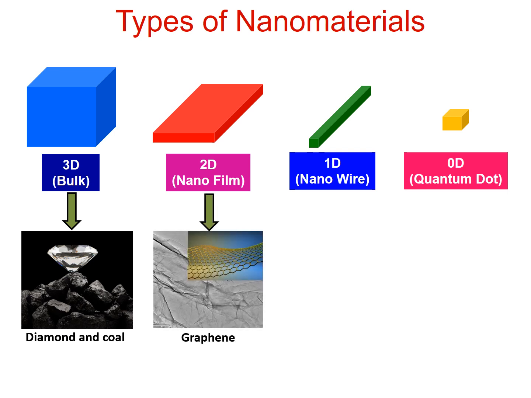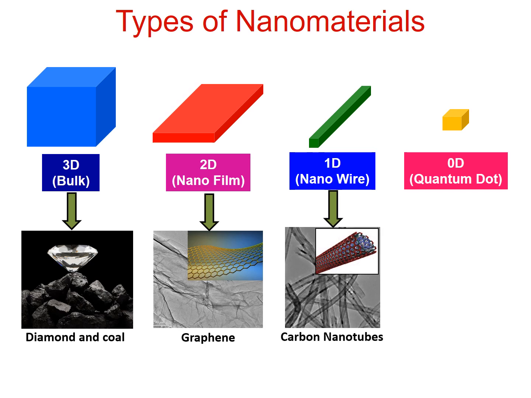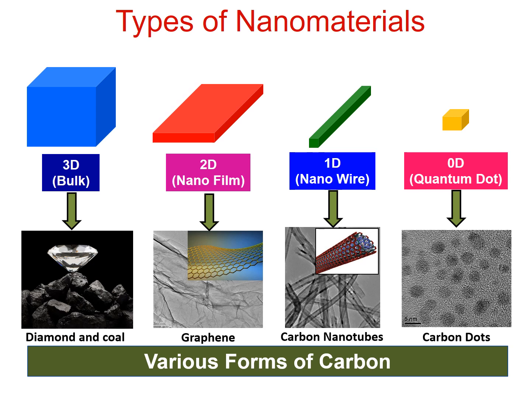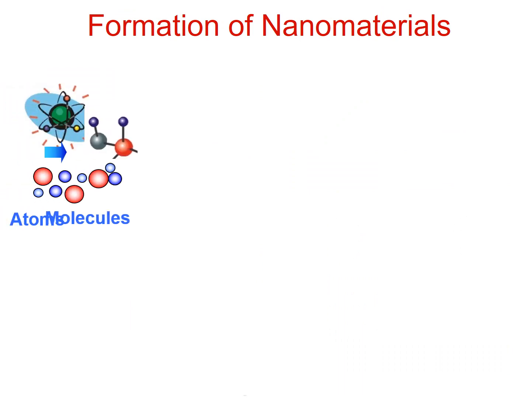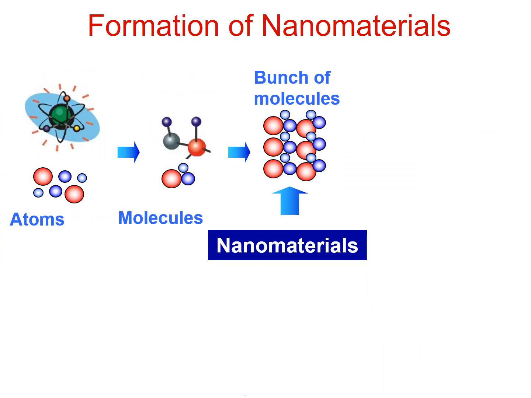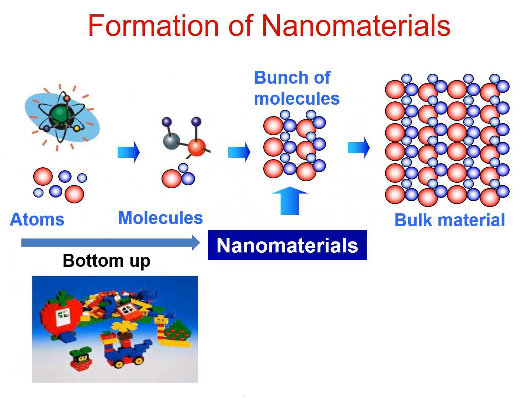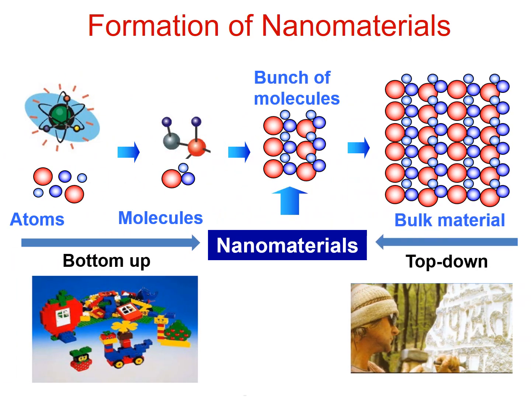We know that matter is 3-dimensional. When one of the dimensions is reduced to nanosize, it's called nanofilm. If 2 dimensions are nano in size, nanowire is formed, and if all the dimensions are nano in size, then these materials are called as 0-dimensional or quantum dots. Nanomaterials are made by either assembling few atoms or molecules, which is called as a bottom-up approach, or by cutting down of the bulk material to nano size, which is known as a top-down approach.